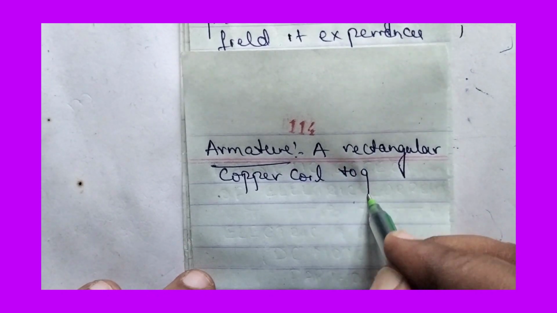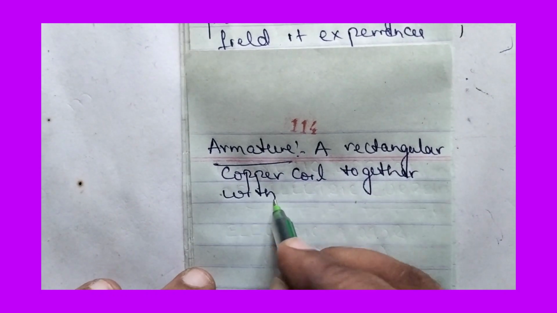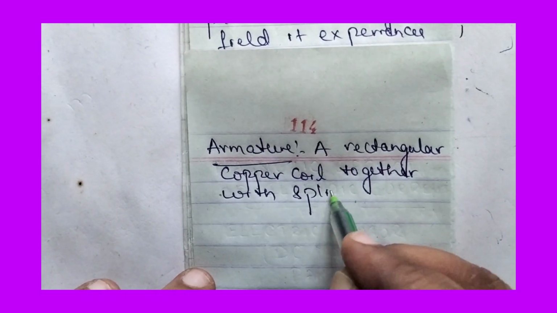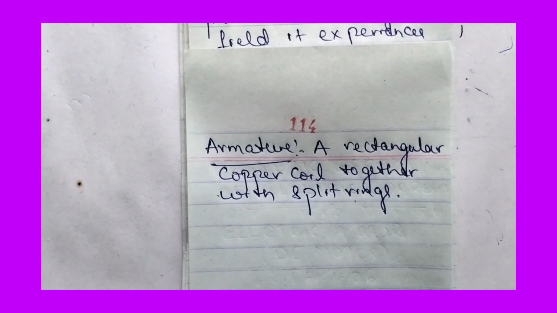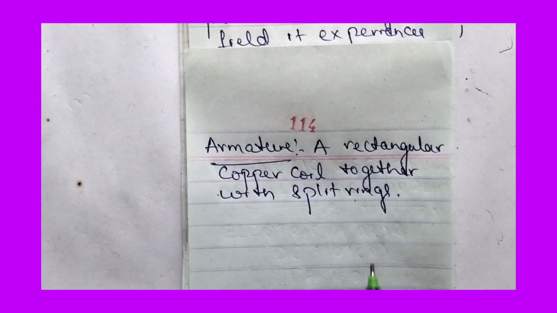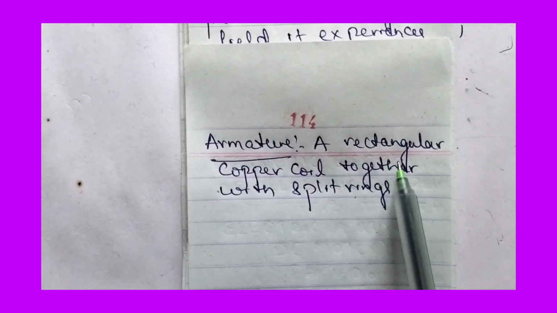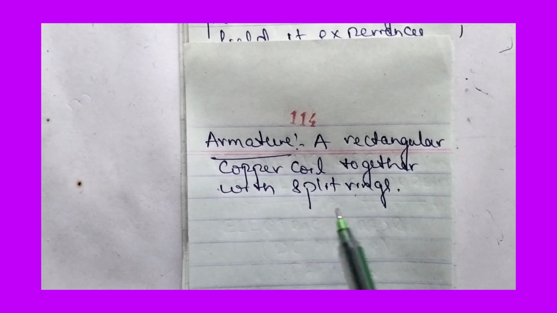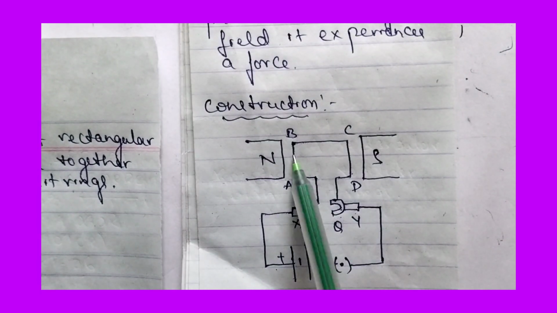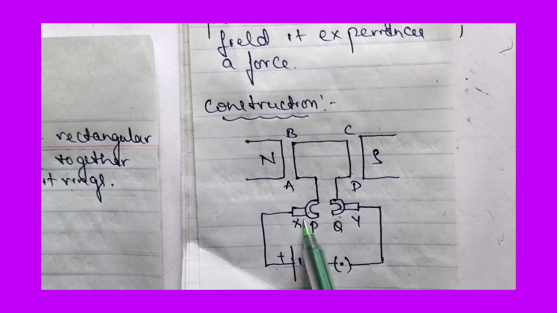together with split rings. Together with split rings are called as armature. One must know, they may ask in the examination, what is armature? Armature is a rectangular copper coil together with split ring. This rectangular copper coil together with split rings are called as armature.